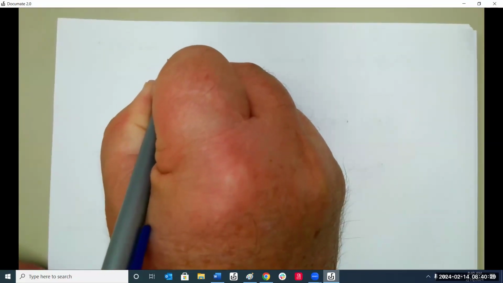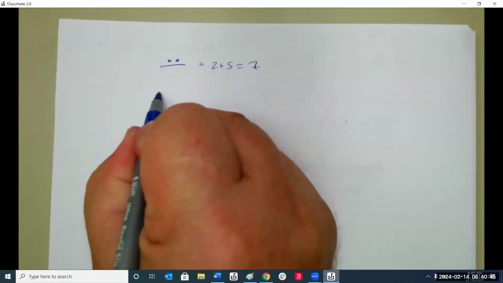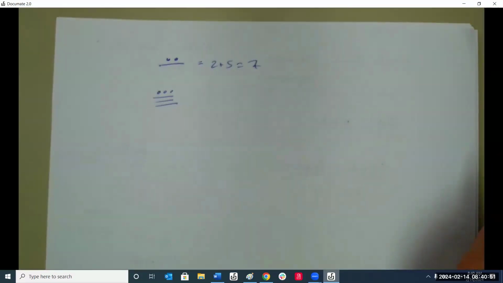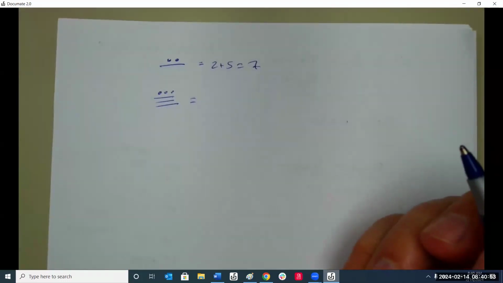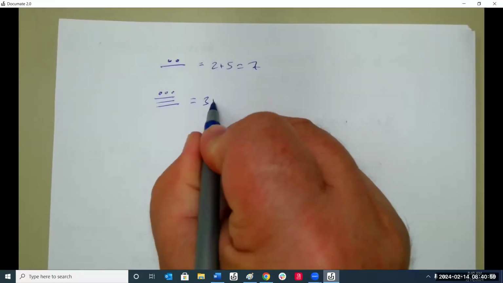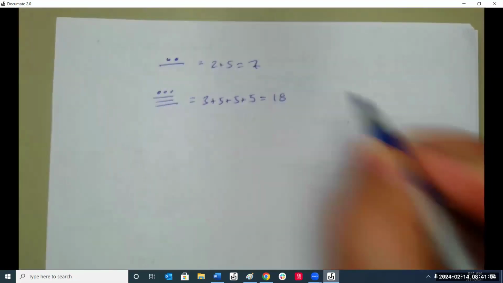The Mayan system is vertical. So if I had that, what do the dots represent? And the line? So it's 2 plus 5 equals 7. What number would that be? Yeah, we have 3 plus 5 plus 5 plus 5, which is 18.